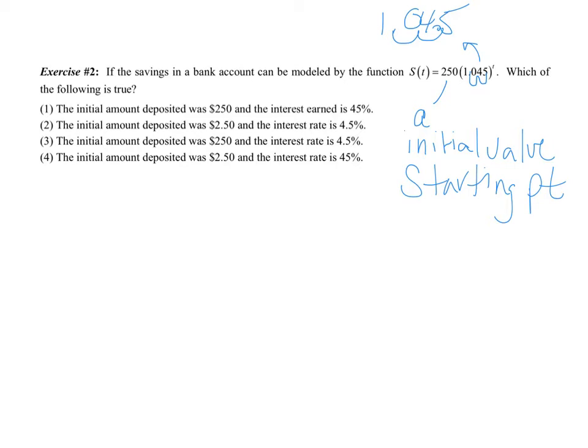4.5% increase. So let's see what answer it is. Well, I can eliminate 4 and 2 because this says my initial amount is $2.50, and I know that's not the case. So it's either 1 or 3. 1 says that my interest rate is 45%, and 3 says my interest rate is 4.5%. Clearly identifying that 3 is the correct answer. What they try to get you to do is slip up on how you move this decimal place 2 places. Okay, remember, you always want to move the decimal place 2 places.